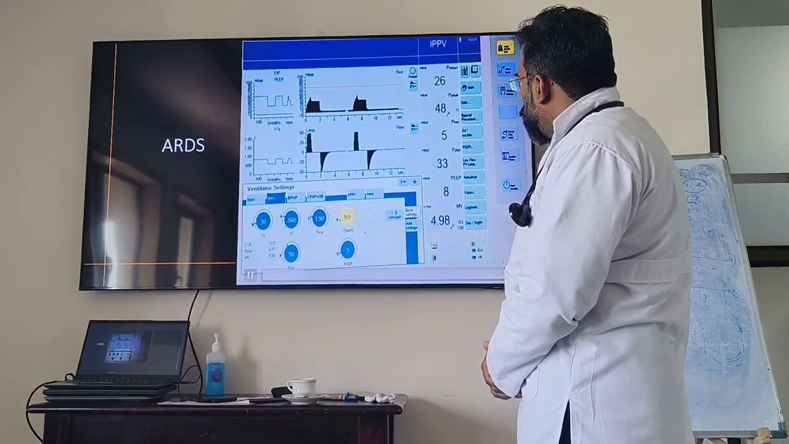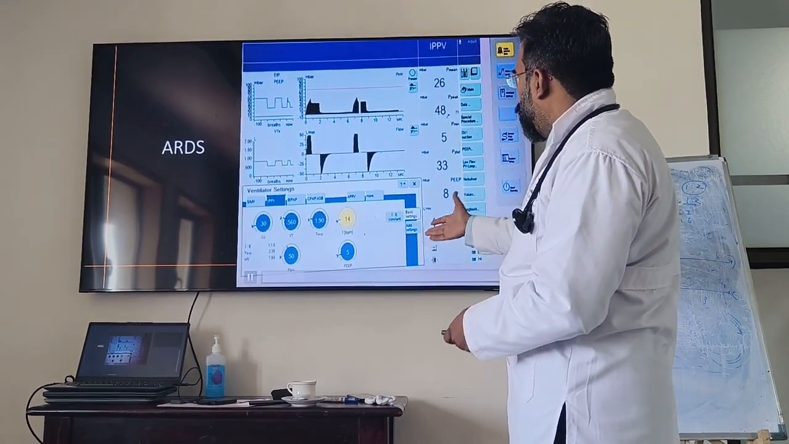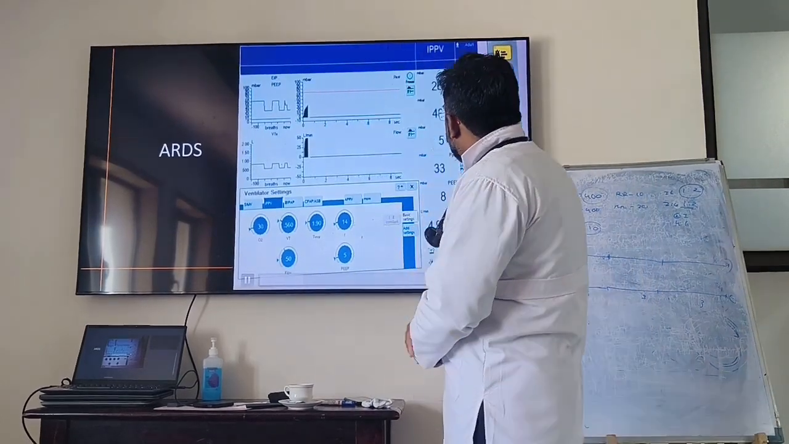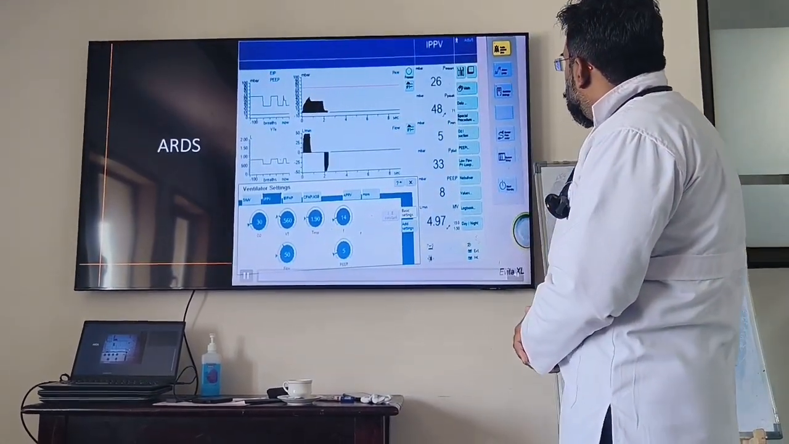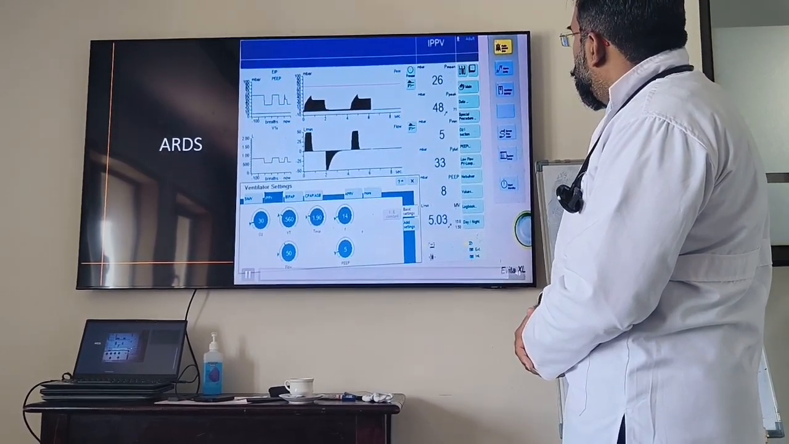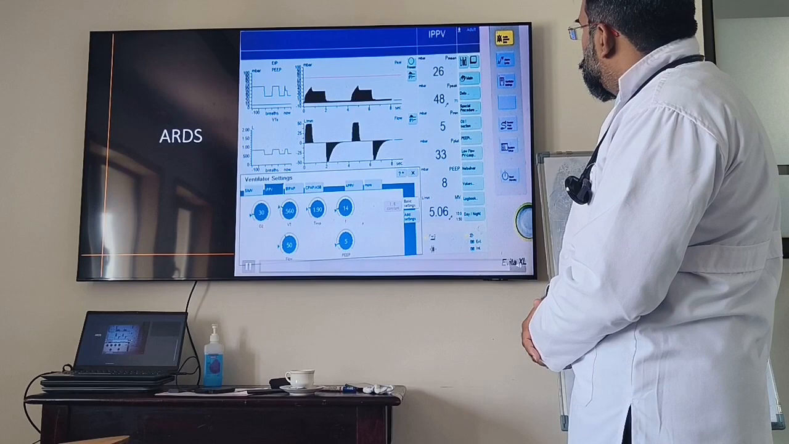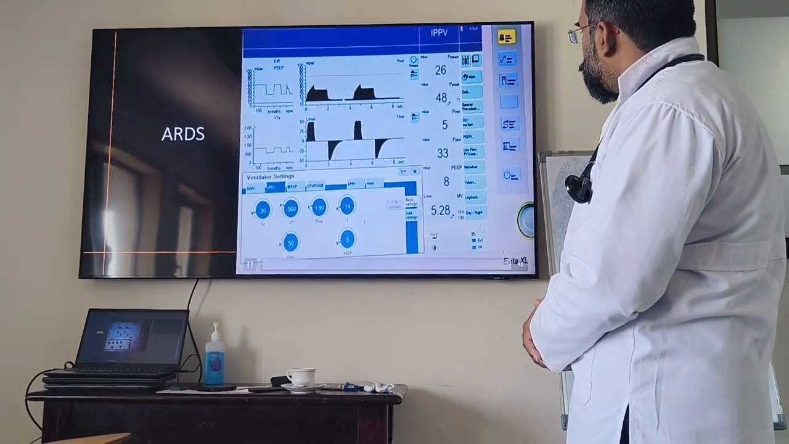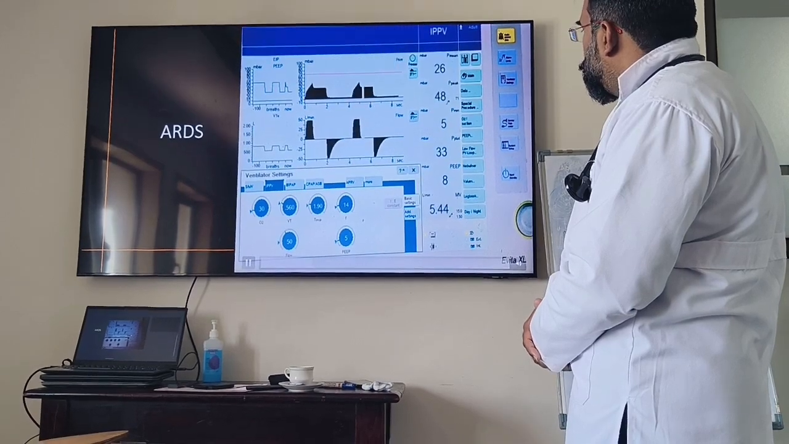4.99. And now I am changing the RR because I want a higher minute ventilation. Now 4.9 is too less. I change the RR to 14. The moment I change the RR, what has actually occurred? The minute ventilation has increased. Minute ventilation increased. Clear cut. 5.21. 5.36 is going up.